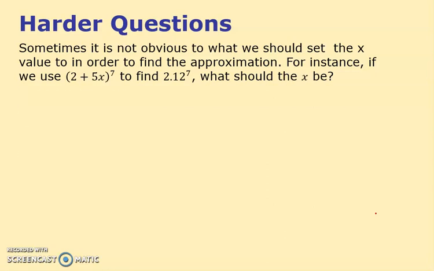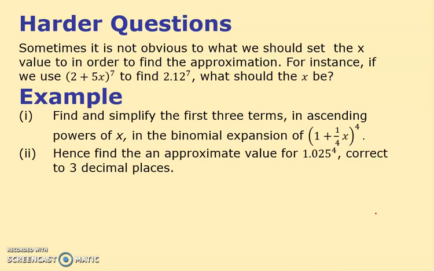Now, these are potentially harder because you have to work a bit harder to work out what the x has got to be. So my first example here is 1 plus a quarter x to the 4. I suppose the first thing is just to remind ourselves that because it's to the 4, I want the first 3 terms of that fourth row. I think my coefficients are 1, 4, 6, 4, 1 it goes. So 1, 4, 6 is what I need. And I want the first 3 terms.